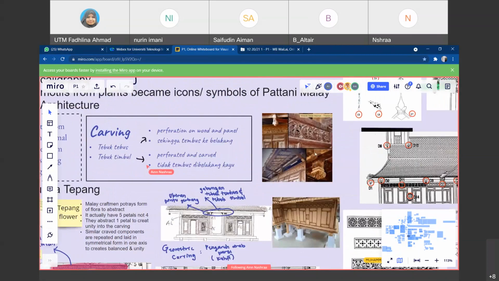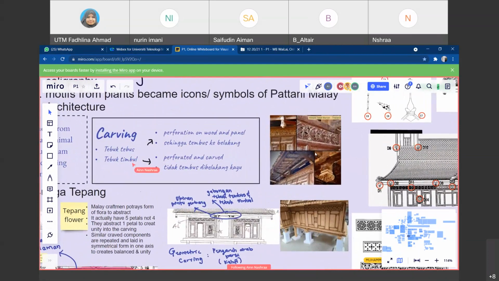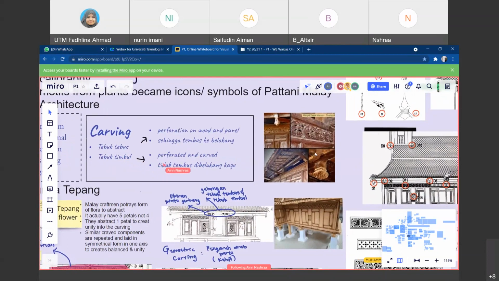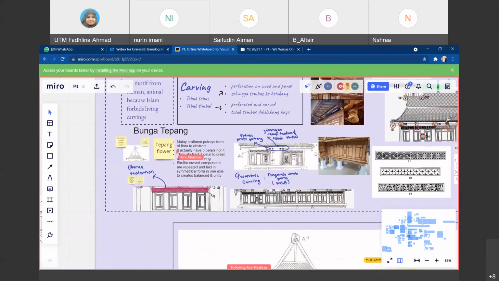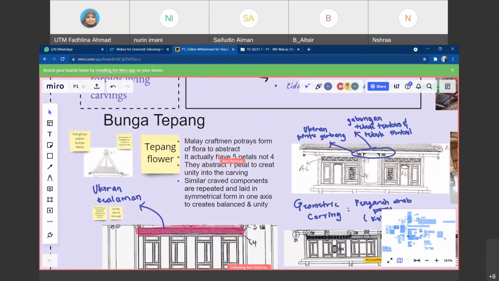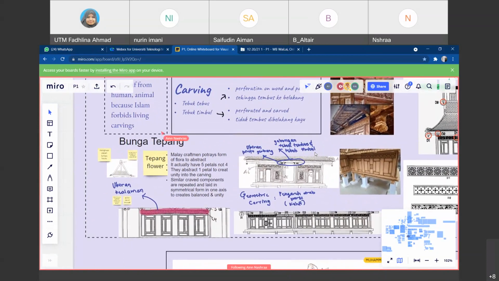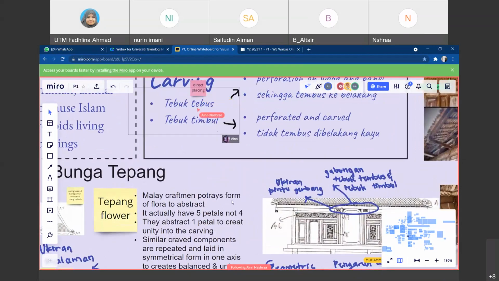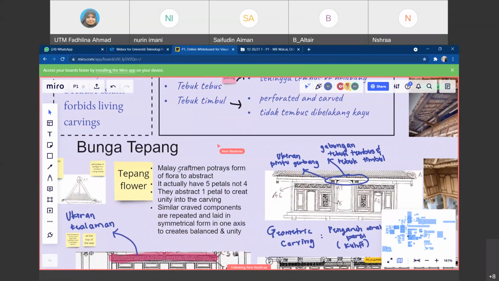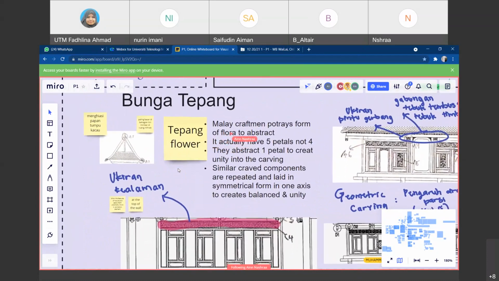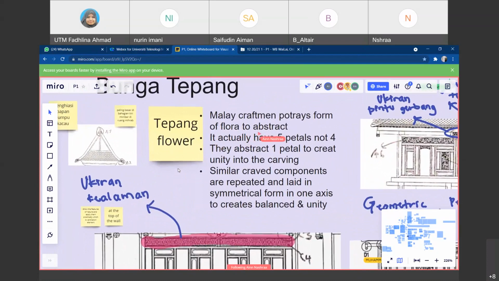So the carving in this mosque is divided into two, tebuk tembus and tebuk timbul. I will figure out the English later. Tebuk tembus is the perforation on wood and panel, and tebuk timbul is perforated and carved. They will use the bunga tepang flower, which is the Malay craftsman's portrayal of flora in abstract form. And direct piercing, what is that? Direct piercing is tebuk tembus. I'm not really sure, but I think it's direct piercing, but you'll need to check it later. And the most carved flower is the tepang flower. It is the Malay craftsman's portrayal of flora in abstract form.